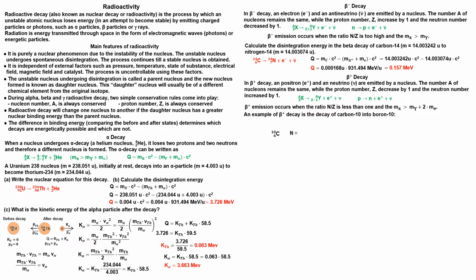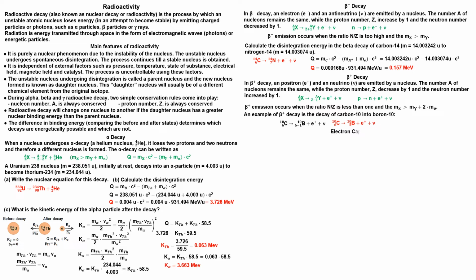Every carbon atom has 6 protons, so carbon-10 has 4 neutrons. It is unstable, and its ratio of neutrons to protons is 0.67. So this atom satisfies the conditions for the occurrence of beta plus decay. We write the equation representing beta plus decay.